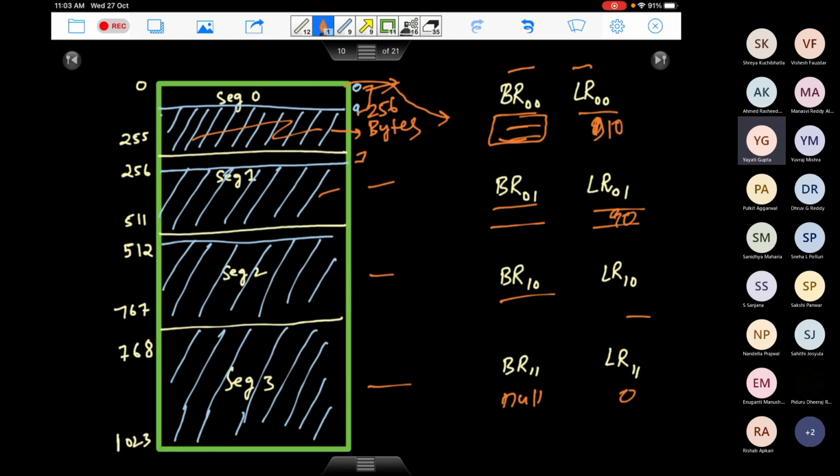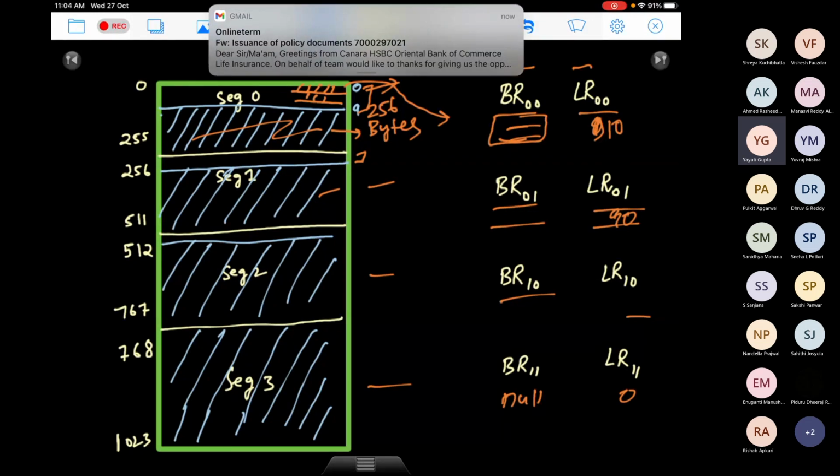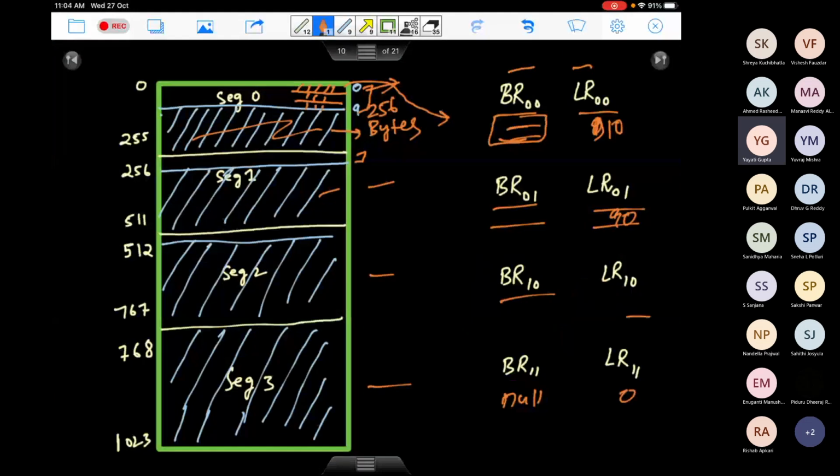So what will the page table tell me? If I have this segment, let's say I divided it into 3 pages. The page table will tell you where page 0 of this segment is loaded, where page 1 of this segment is loaded, and where page 2 of this segment is loaded. So now each segment will have its own page table. And this particular process is called paging with segmentation.